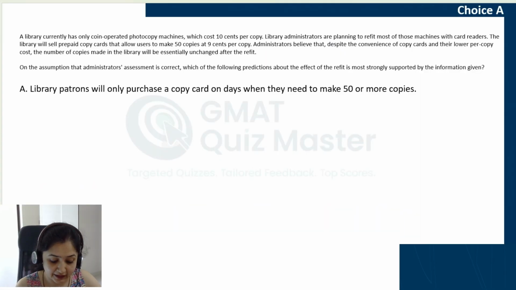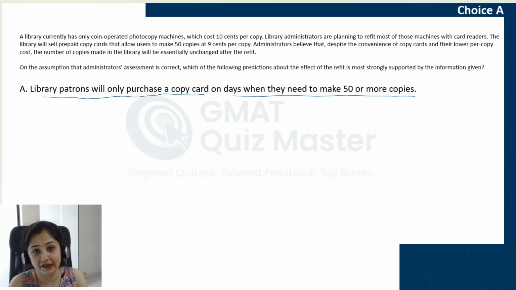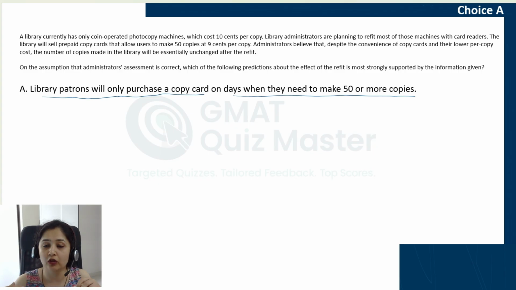Choice A. Library patrons will only purchase a copy card on days when they need to make 50 or more copies. Now, how do you know that? Yes, it may be a logical thing to do if you consider cost analysis. However, can you be sure of that? Just for example, consider a scenario in which there are some coin operated machines with long queues, and most of the machines that are fitted with card readers are free.